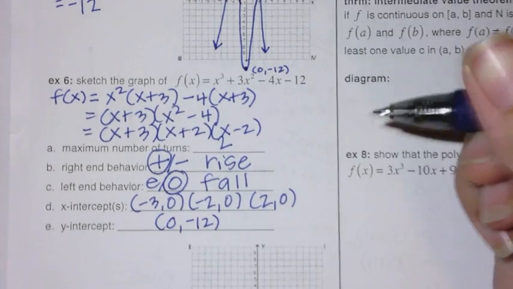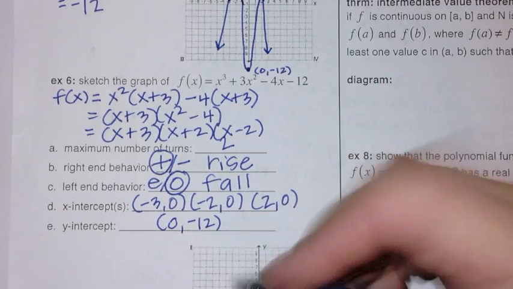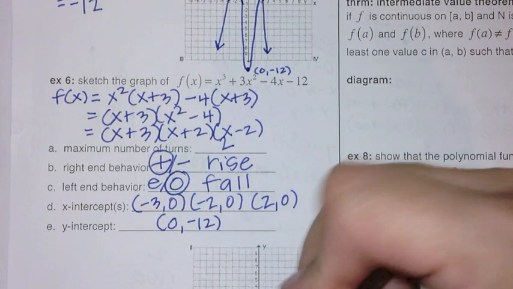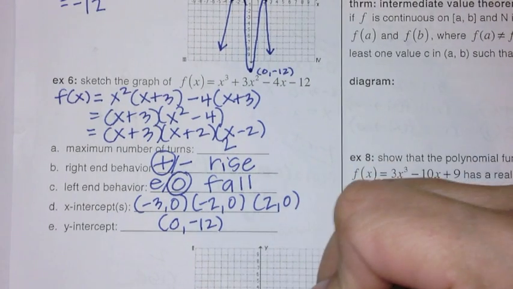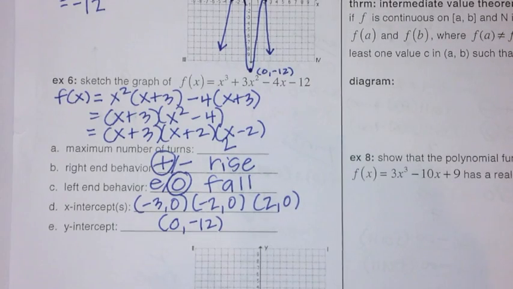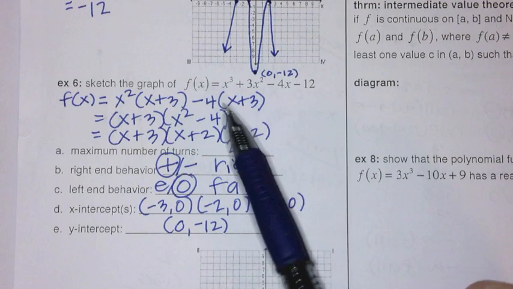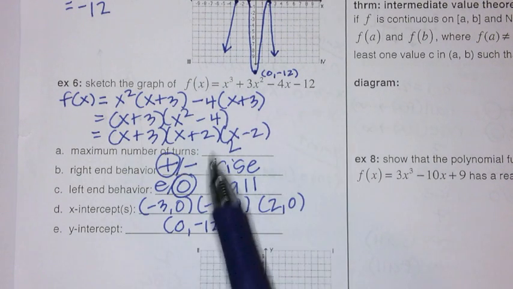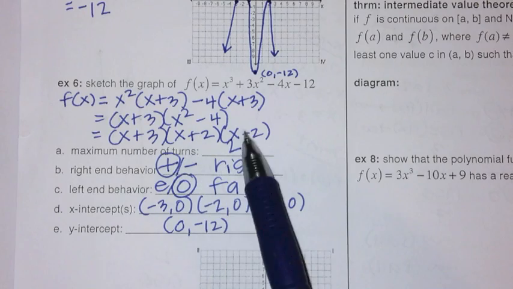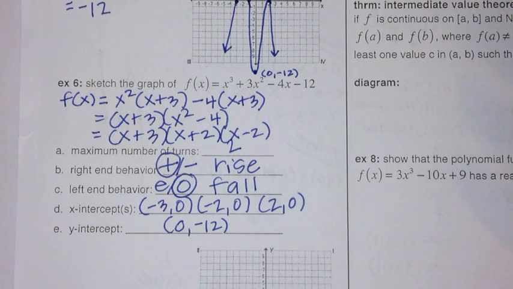So just like before, we are going to plot all these points, negative 3, negative 2, and 2. And then down here we have 0, negative 12 off the graph again. Everything has odd multiplicity, meaning each one of these is only to the first power, and since 1 is an odd number, we don't have to worry about any bumps.